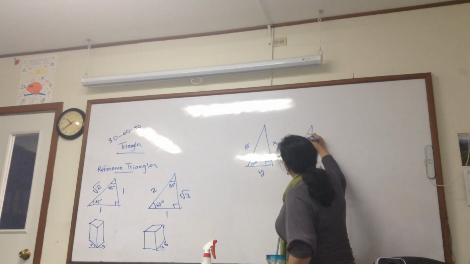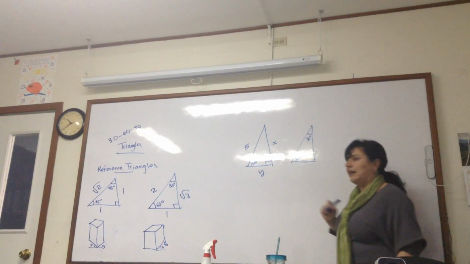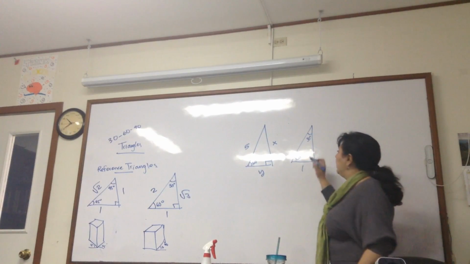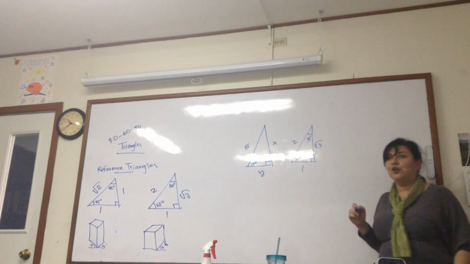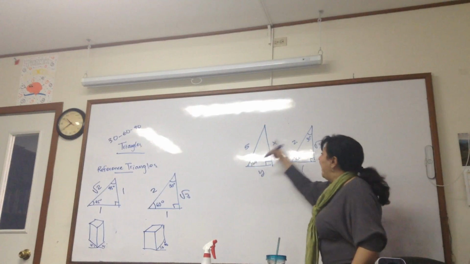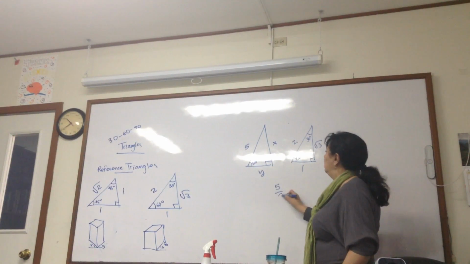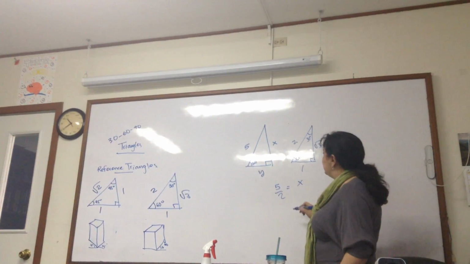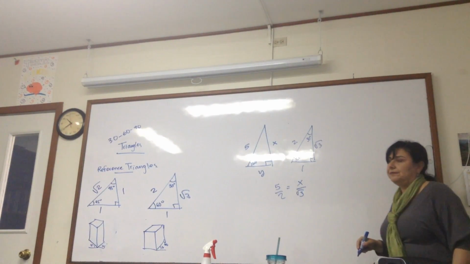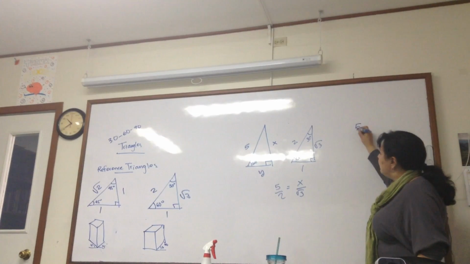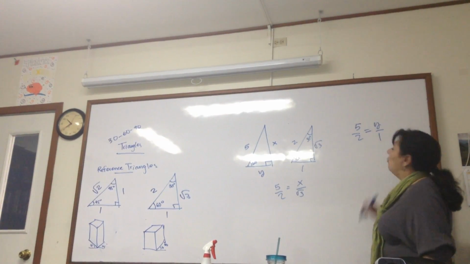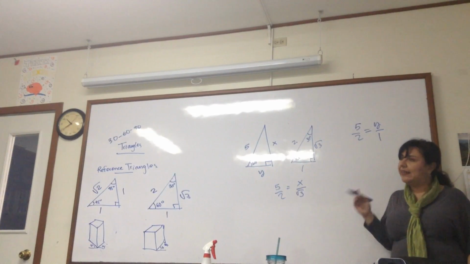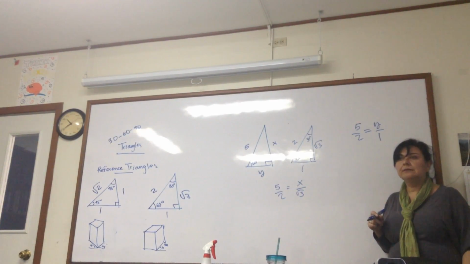60, 30. What did we say goes against the 30 always? The 1, the 2, square root of 3. And this one has to be 2. So we just have to say 5 is to 2 as x is to square root of 3, and you can find the x. 5 is to 2 as y is to 1. You can find the y. It's that simple. And that's it.